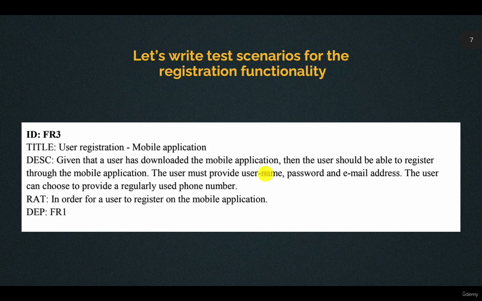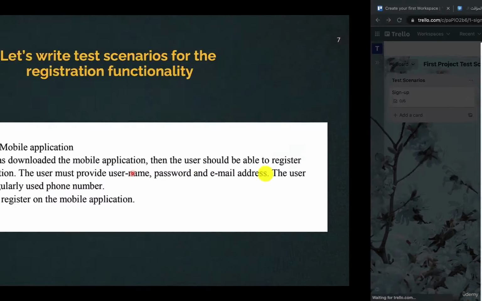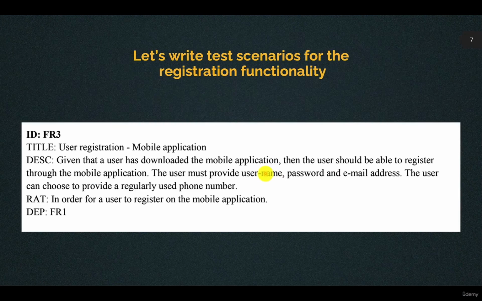So first, let's think about the username. What does the word invalid mean here? An invalid username might mean a very short username. In most applications, the username must be at least 3, 4, 5, or 6 characters. So we can say, verify registration using very short username. For example, "hi". Mostly this is an invalid username. If the requirements specify a length for the username, we should follow this length. For example, if the requirements say the username must be at least 6 characters, in this case we try 5 characters.